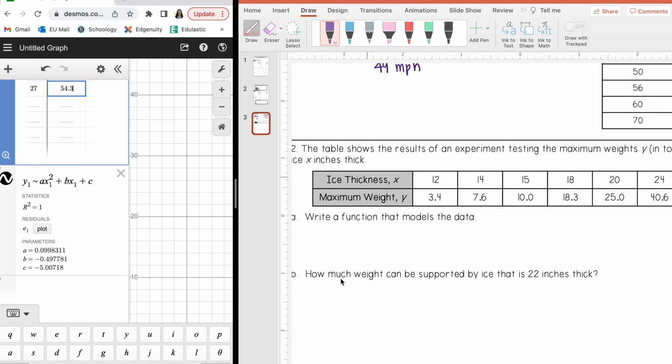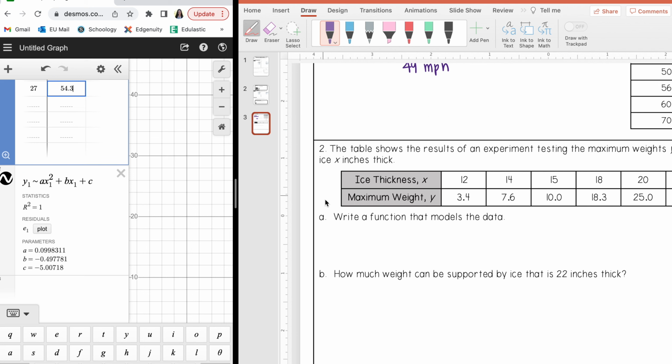When I write down that equation, I get Y is equal to 0.1x squared minus 0.5x minus 5.